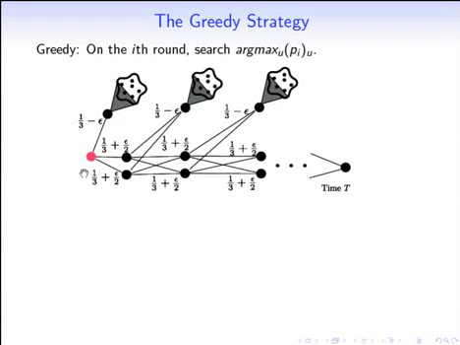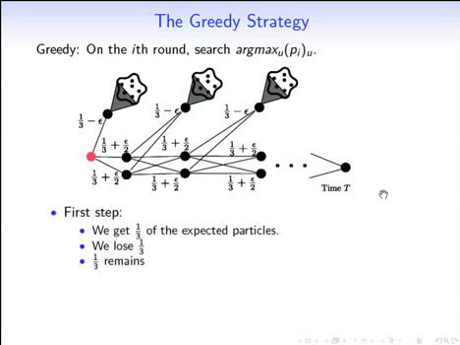Let's see what the optimal search strategy for such a graph would be. In the first time period, we could search here, in the second here, in the third here, and so forth, until in time period t, we search this final node, and then we find the particle with probability 1 in t time periods. But let's see how the greedy strategy does.